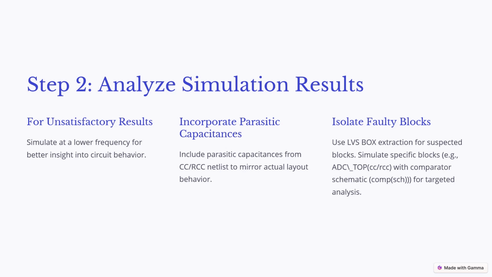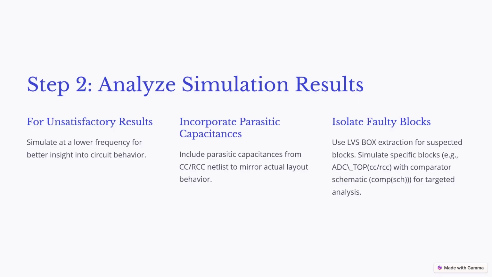Include parasitic capacitances from the CC or RCC netlist in your schematic simulation. Parasitics can have a significant impact on ADC performance, and modeling them accurately is essential to replicating real-world conditions. If you suspect a particular block in your design is causing issues, isolate it using LVS BOX extraction.